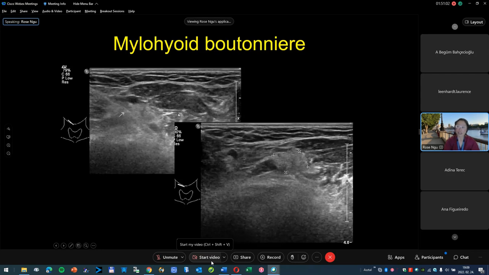Here, sometimes you will see, when you look, this is the floor of the mouth, sometimes you see the sublingual gland being bigger than it should and perforating through the mylohyoid, as you could see here, okay? This we call a mylohyoid boutonniere. I hope I pronounced that correctly. Boutonniere means a button, and it's absolutely a normal variant of anatomy.